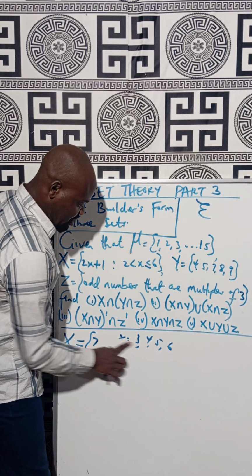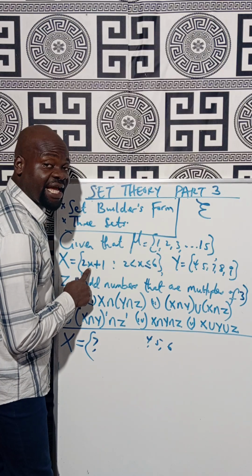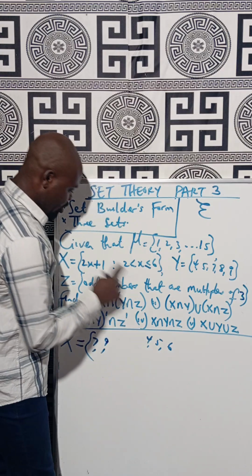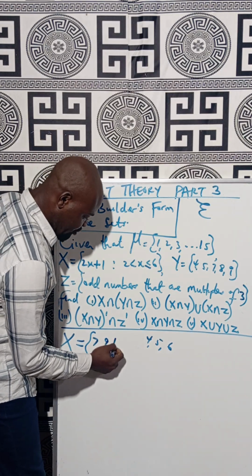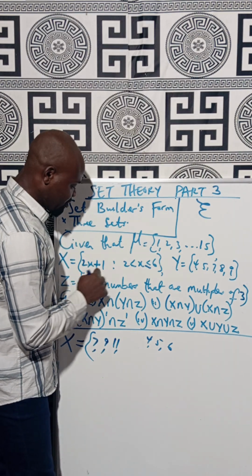When x is 4, put your 4 here. 2 times 4 is 8. 8 plus 1 is 9. You can see. Now 5. When x is 5, 2 times 5 is 10. 10 plus 1 is 11. You can see. Now 6. 2 times 6 is 12. 12 plus 1 is 13.